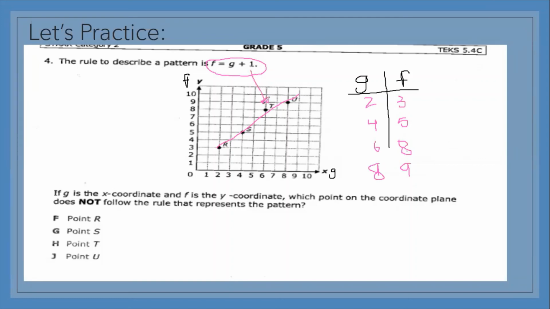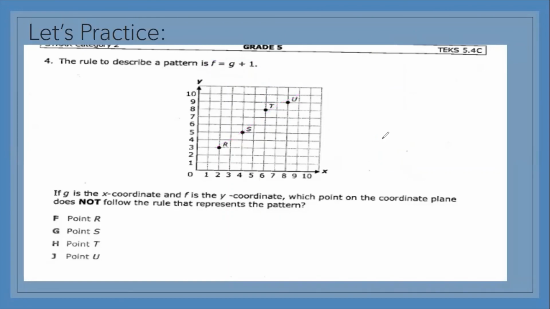This makes sense so far? Oh, so like if it's sharing the same rule, it'll go down the same line. Absolutely. Now, this was number 4 from page 132. So once again, this is not due until Monday. I just wanted to make sure that you all had some exposure to it.